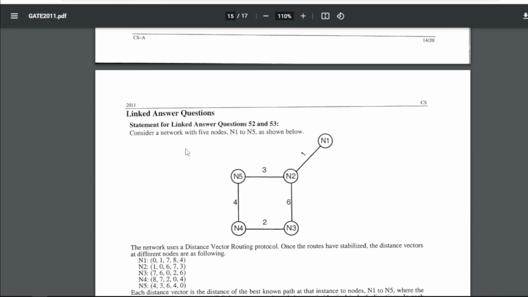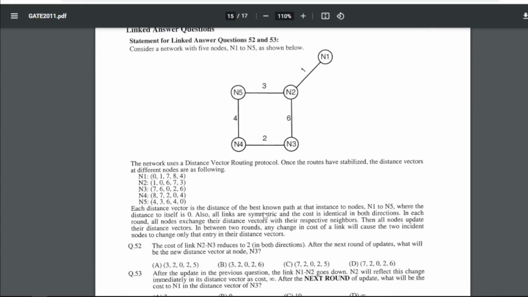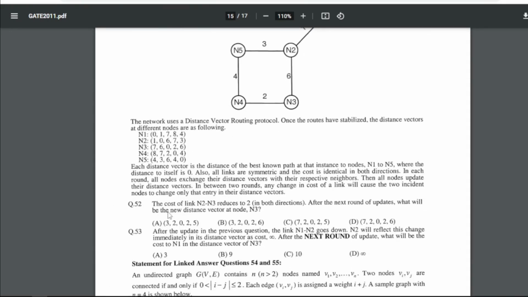52 is consider a network with 5 nodes N1 to N5 as shown below. Now the network uses a distance vector routing protocol. Once the routers have stabilized, the distance vectors at different nodes are as follows. N1, N2 to N5. Each distance vector is the distance of the best known path at the instance to nodes N1 to N5, where the distance to itself is 0. Also, all links are symmetric and the cost is identical in both directions. In each round, all nodes exchange their distance vector with their respective neighbors. Then all nodes update their distance vector.